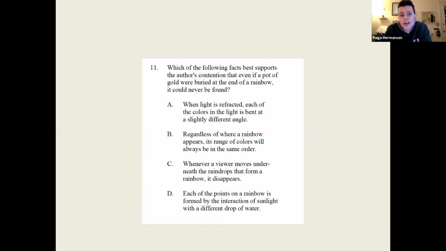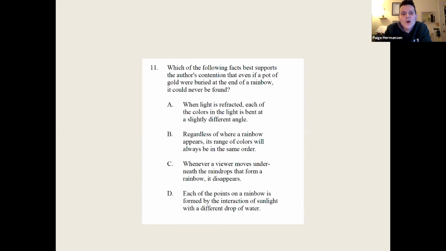A, when light is refracted, each of the colors in the light is bent at a slightly different angle. B, regardless of where a rainbow appears, the colors will always be in the same order. It's in the passage, but that doesn't feel relevant. That's not why it can't be found. C, whenever a viewer moves underneath the drops that form a rainbow, it disappears.